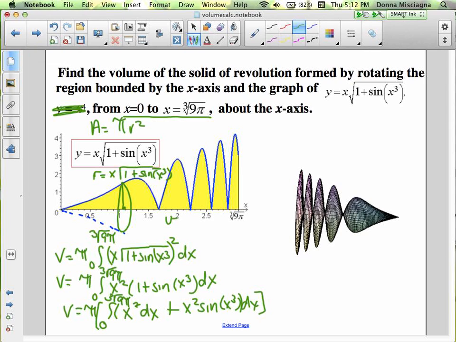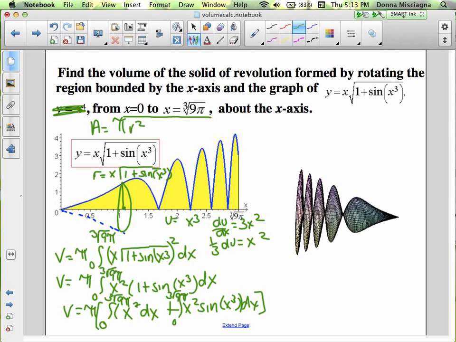So if u is x cubed, du dx is 3x squared. Just move that over: 1/3 du is x squared. So on the second part of this, we're going to have a u substitution. And actually, I put 2 dx's, so let's put 2 integrals too. And then I need to do this.